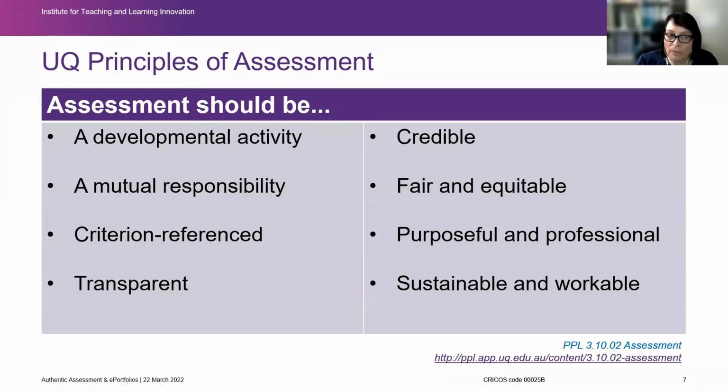We use criterion referenced rubrics and marking, not bell curve, and I think we might have mentioned that in one of the other weeks. So basically it's a criteria and standards approach. Transparent: the student should know what they're actually being asked to do, the expectations, and how they'll be marked. Credible, obviously sound, fair, equitable, purposeful and professional, so that's partly authentic, bringing in the professional.